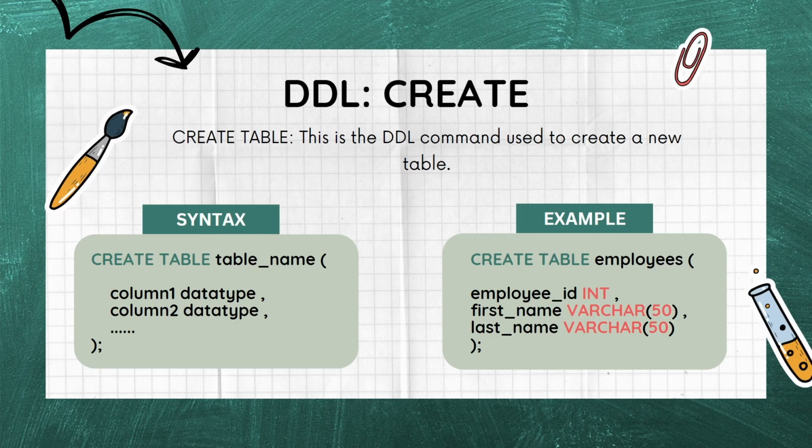In this example, you can see that we are creating a table called employees. So we will write create table employees, open bracket. Then the first column is the employee ID, which has a data type of integer. So it will be employee ID, then int. And the next column is first name, which is of string data type. So it will be first name and varchar 50, comma, then last name, which is also a string data type, varchar 50, close the bracket and then semicolon.